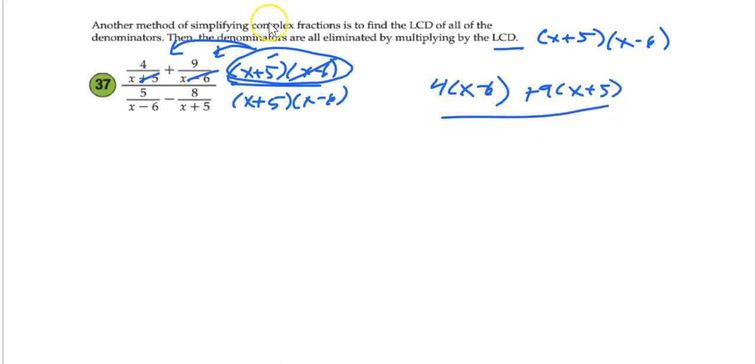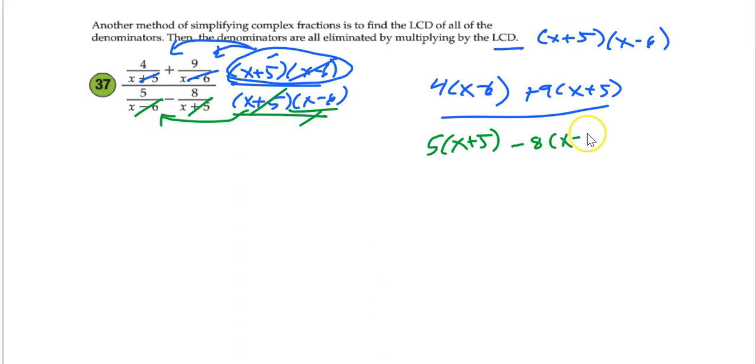On the bottom, right, same idea, we're going to multiply this by both of these. And you multiply these by that, the x minus 6s would cancel. You just get 5 times x plus 5. When you multiply both of these by this, the x plus 5s cancel. You just get x minus 6 times negative 8. And then all you have to do is simplify that. Distribute, distribute, distribute, distribute.